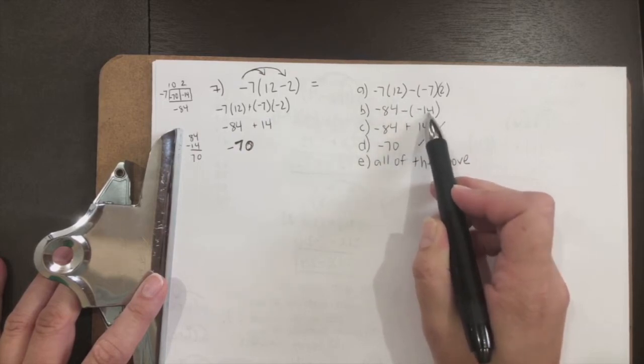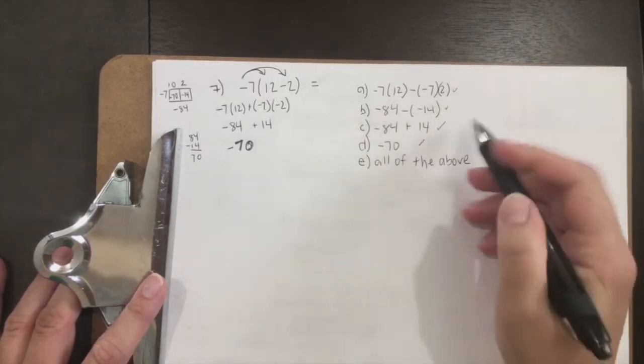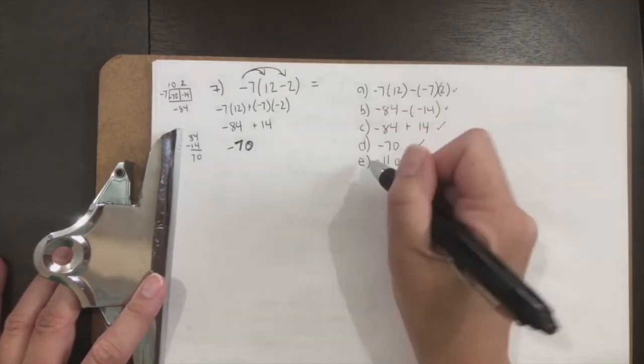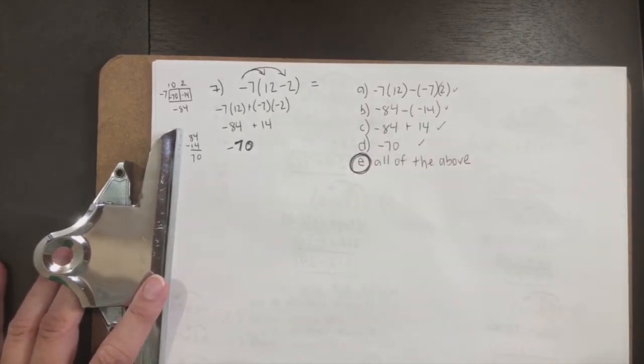Negative times negative would give us positive 14. So these are all going to be equivalent to that. It's just different ways of looking at the same numbers. This is E, all of the above.